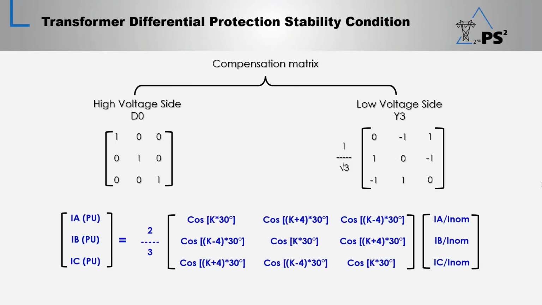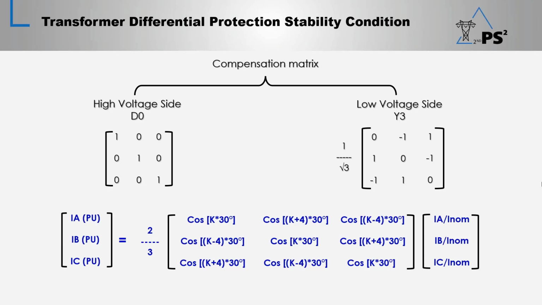And regarding the compensation matrix, our transformer is DYN3, so for the delta side, we would compensate using the matrix number 0, while for the low voltage side, which is the star side, we would compensate by using the matrix number 3. Actually, we have our general compensation matrix equation, where we can get any compensation matrix from 0 to 12 by just substituting the factor k by the number of the vector group. So in case of the 0 compensation matrix, we will substitute the k value with 0.